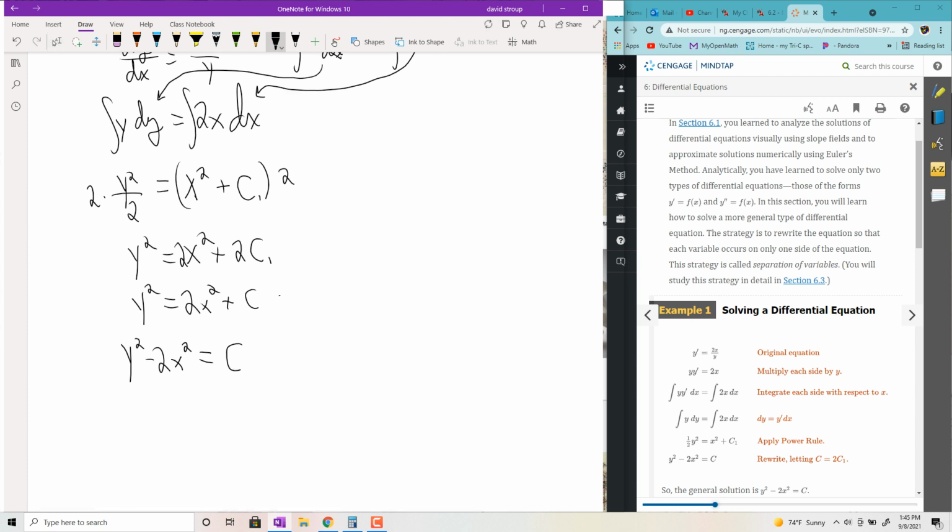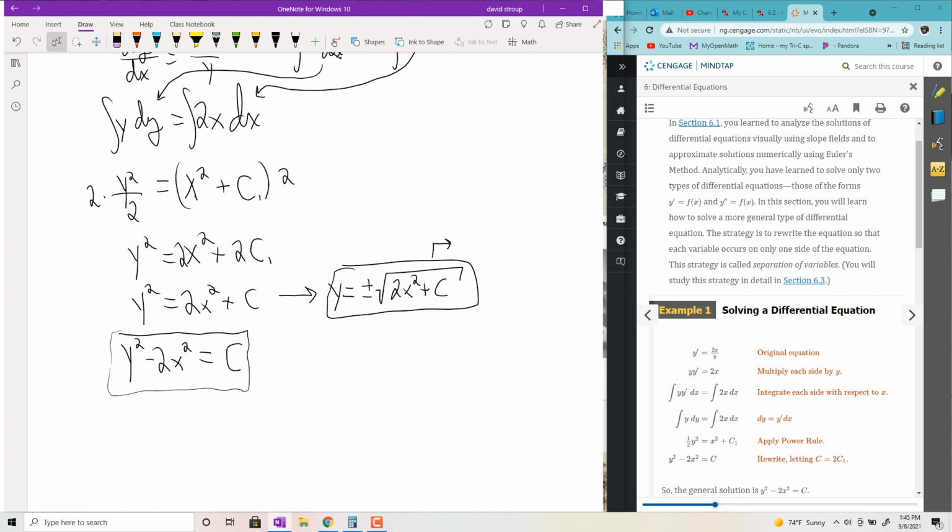Note if you were to take the square root on both sides, that would be kind of annoying because it would be plus or minus the square root of 2x squared plus c. I think this form right here is just prettier. We don't have the plus-minus thing. And this form here would be explicit.